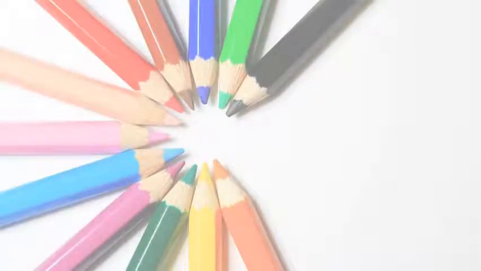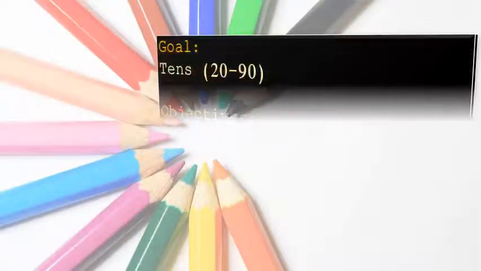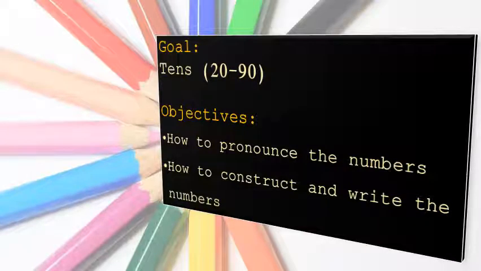In today's lesson, we are going to learn numbers from 20 till 90, numbers which are known as tens. We are going to learn the Arabic form of these numbers. So numbers like 20, 30, 40, 50, 60 till 90. What are they called? How are they pronounced? How are we going to construct these numbers and how to write these numbers in a proper manner?